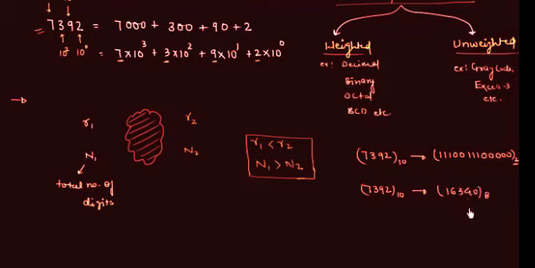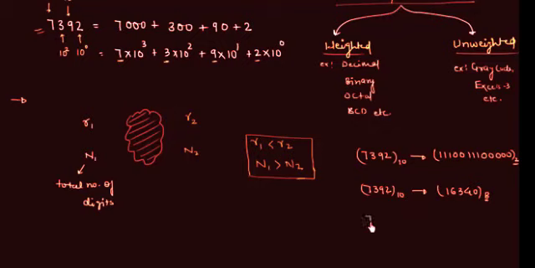If I represent the same quantity 7392 in octal, then I will have 16340. This is in octal. We definitely have reduced the digits as compared to the binary number system, but we still have more digits than the decimal number system. In decimal, we are having 4 digits, and in octal, we have 5 digits. Because in octal number system, the base is 8 and still 8 is smaller than 10.